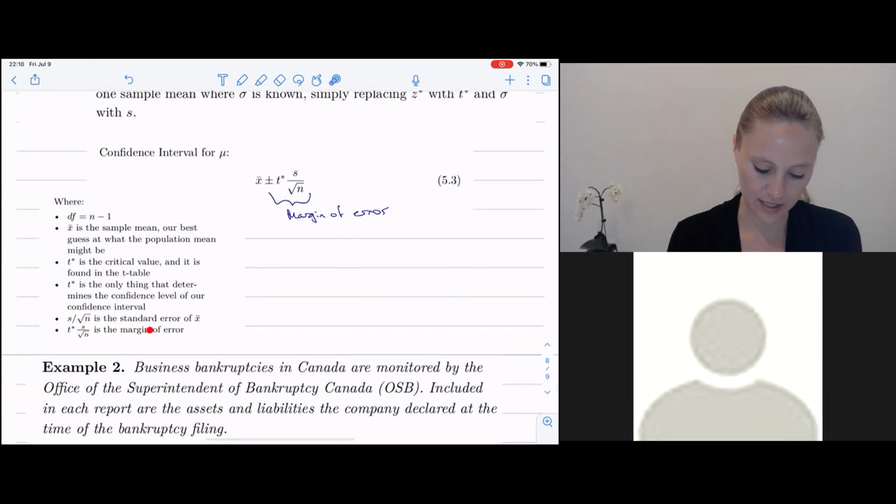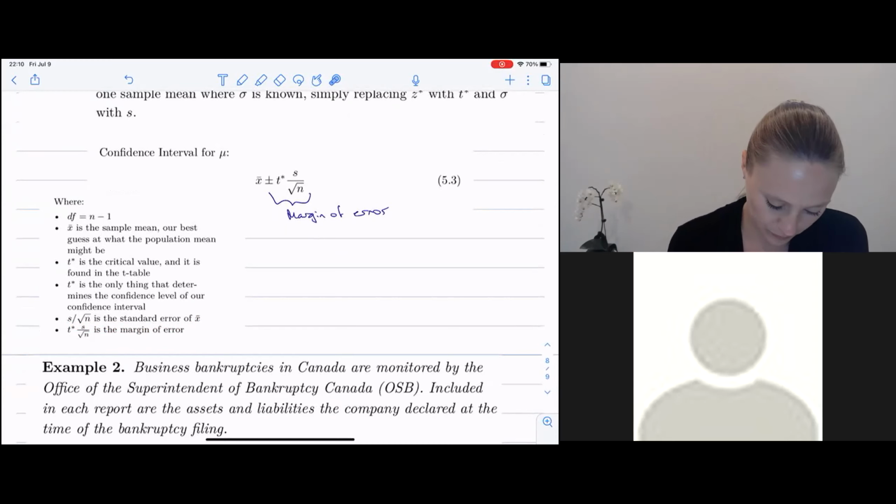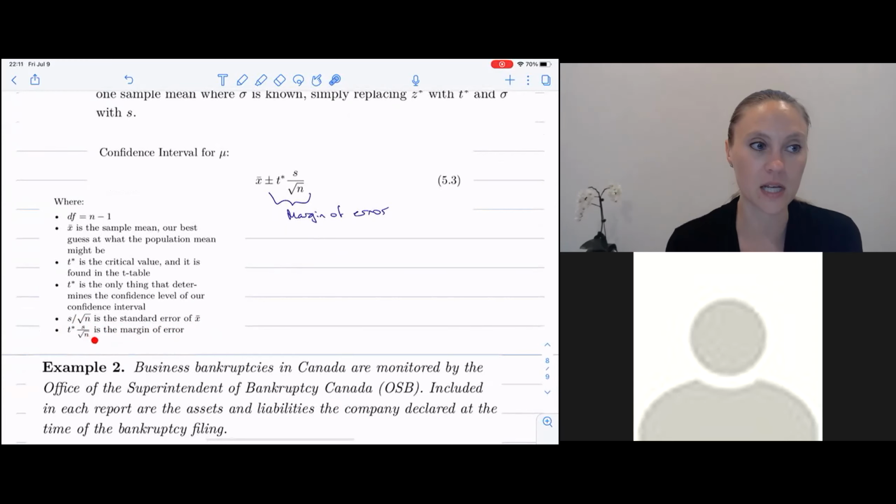S over root n is the standard error of X bar. We're used to seeing sigma over root n, but if we don't have sigma, then S over root n is also our standard error. And T star times S over root n is the margin of error.